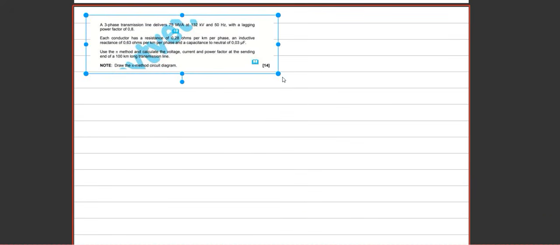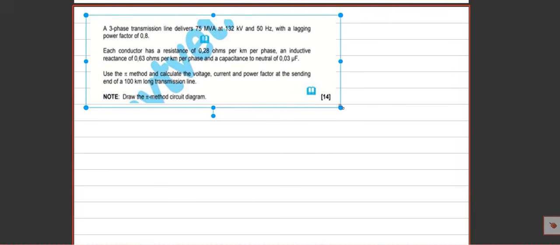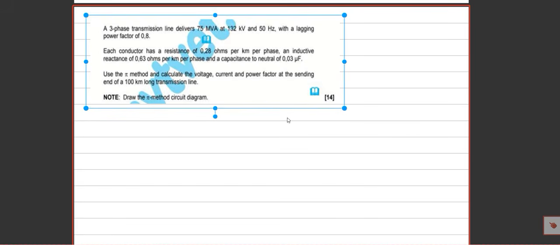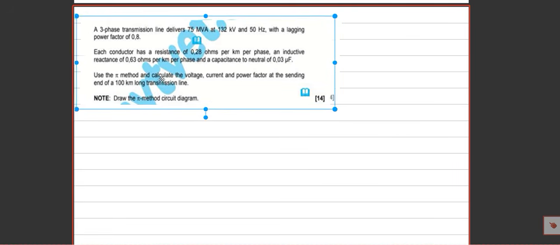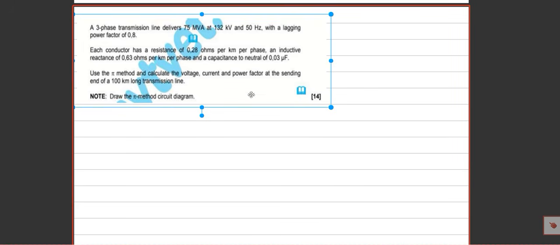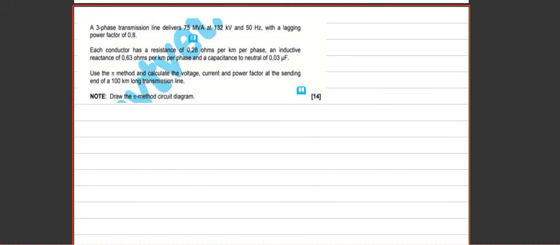So we want to try to do this question. Let's go through our data. The question reads: a three-phase transmission line delivers 75 megavolt amps. So we know it's a three-phase, and they gave us apparent power. It delivers it at the far end, so everything given here is at the receiving end. This is 75 megavolt amps. Even this VL is at the receiving end.